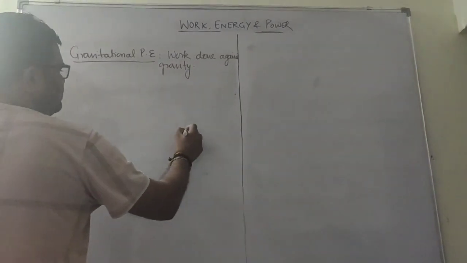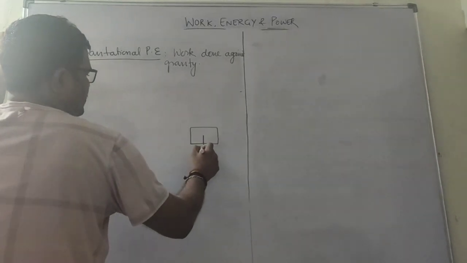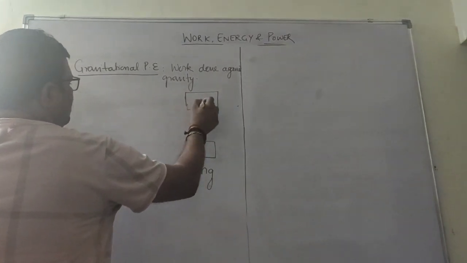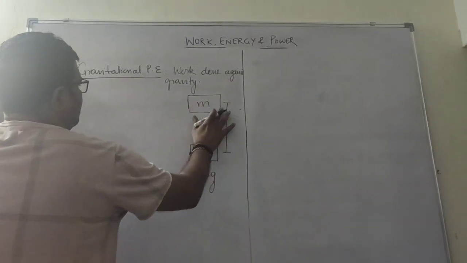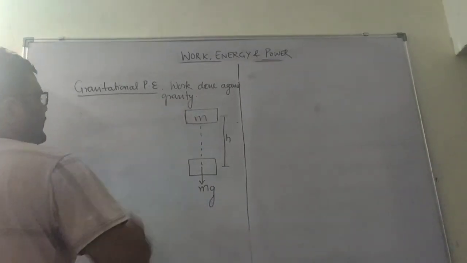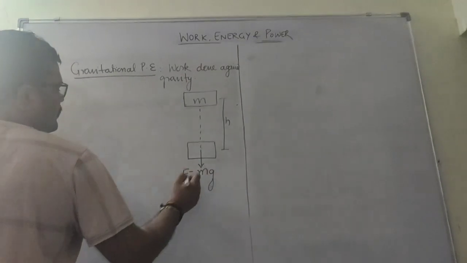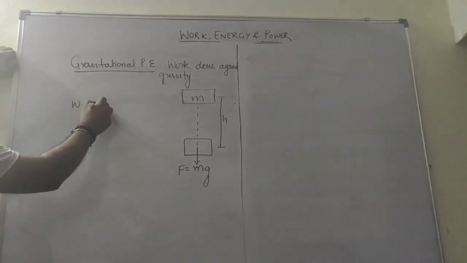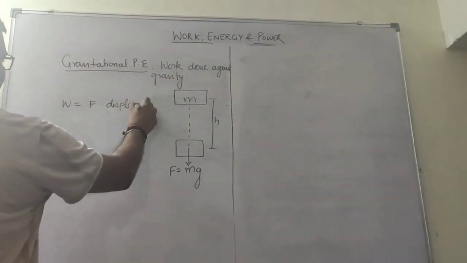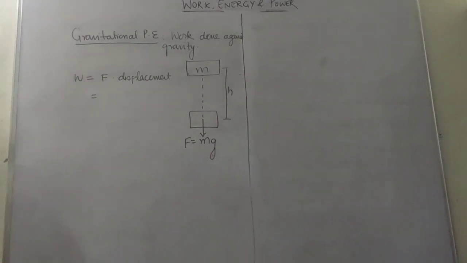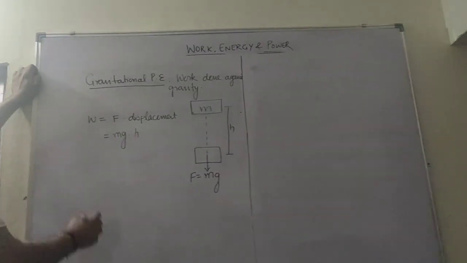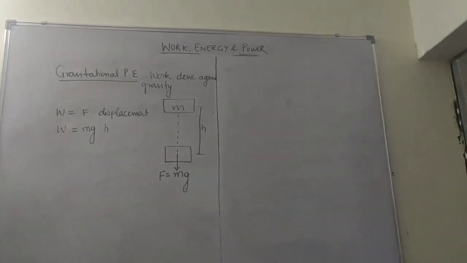So consider an object of mass m and it is supposed to be lifted to a height h. We have to do work against this gravity. So here work done is given by force into displacement. Force is force against gravity, mg, into displacement, that is h. So this work done is stored in the form of potential energy, that is gravitational potential energy.